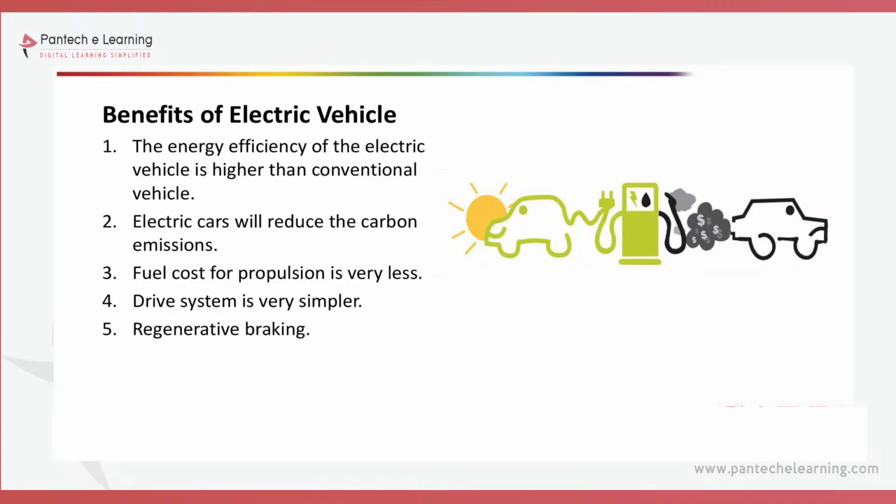The drive system is also much simpler. If you use a gearbox, it goes from motor to gearbox to differential unit to wheel. This is the transmission line, the drivetrain. That's why the drive system is very simple.